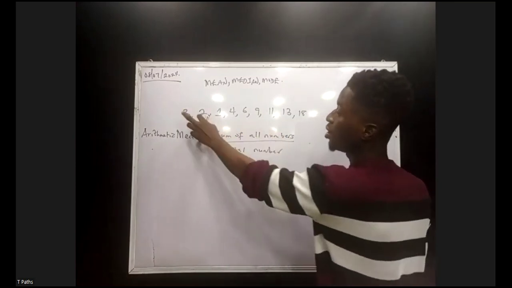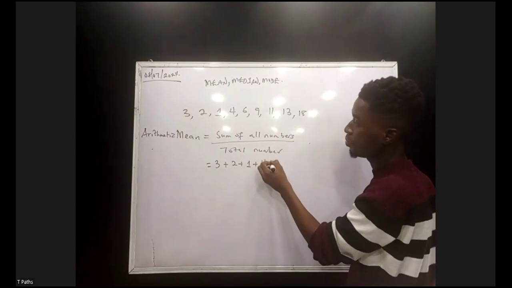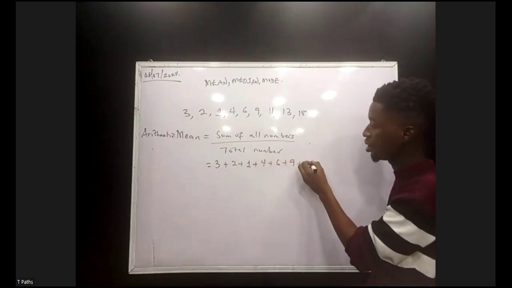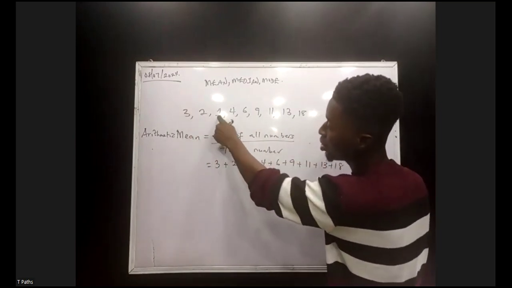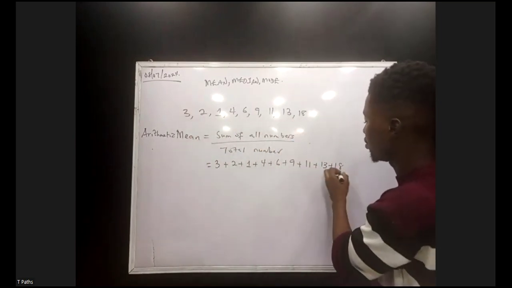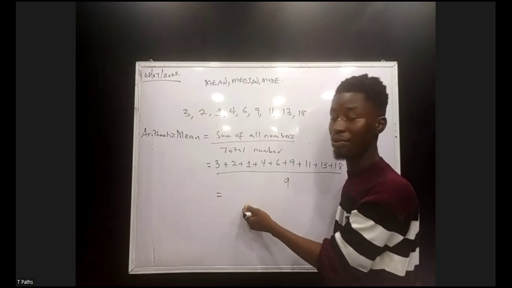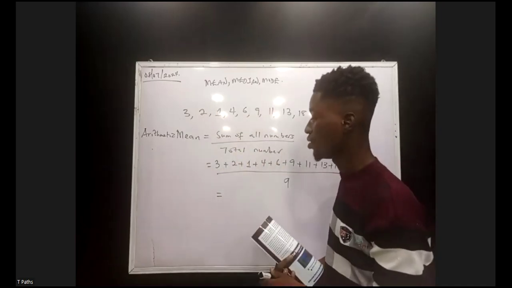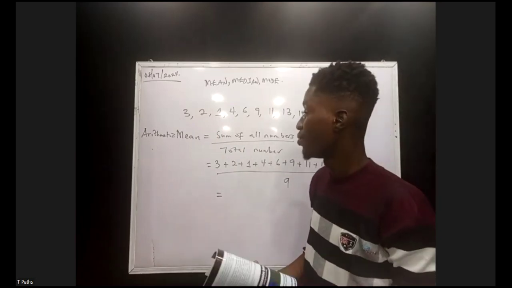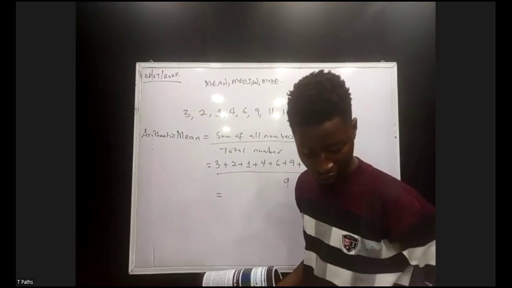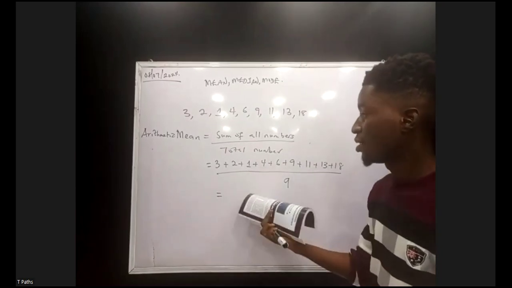So in this case, Abby, I have 3 plus 2 plus 1 plus 4 plus 6 plus 9 plus 11 plus 13 plus 18, right? And how many numbers? 1, 2, 3, 4, 5, 6, 7, 8, 9. So that is divided by 9, and that gives me the mean of this set of numbers. So let's do that. You get the answer for that, right? So you attempt this and get back to me.